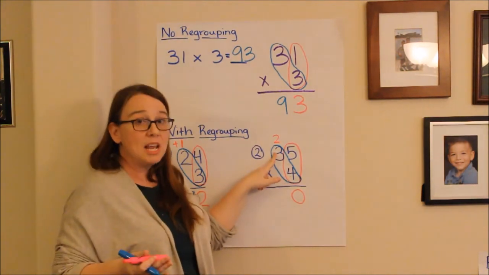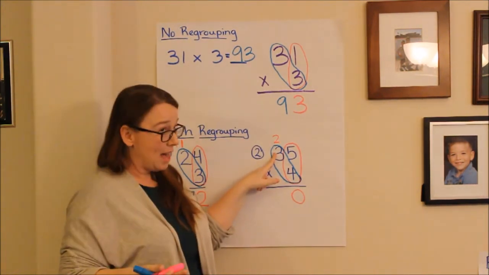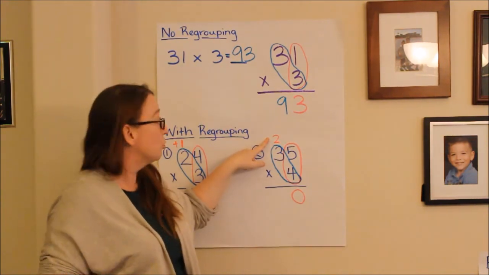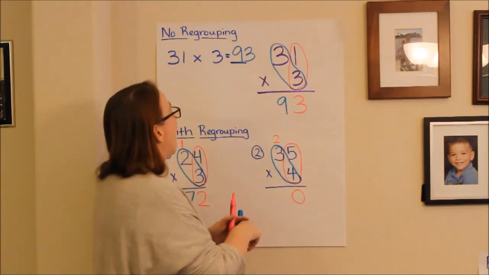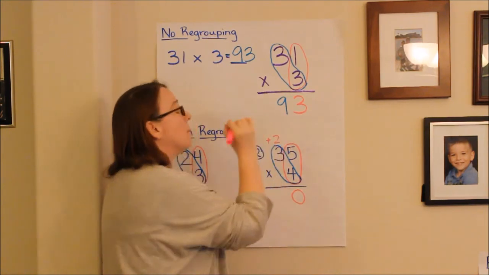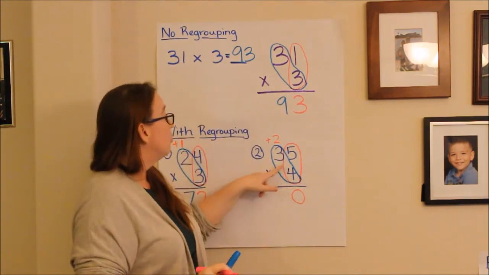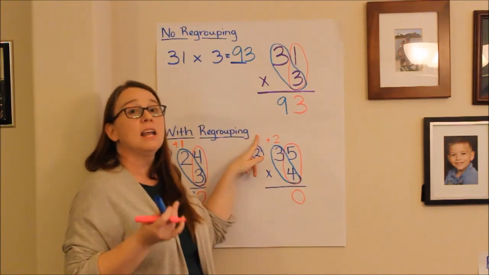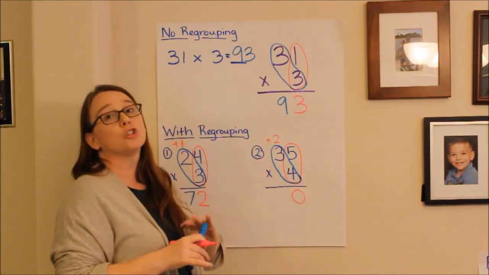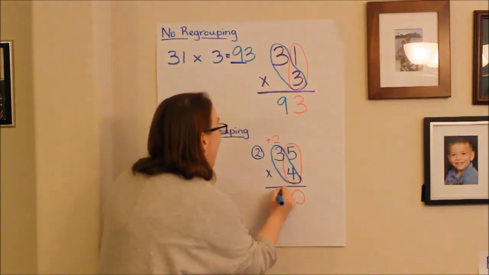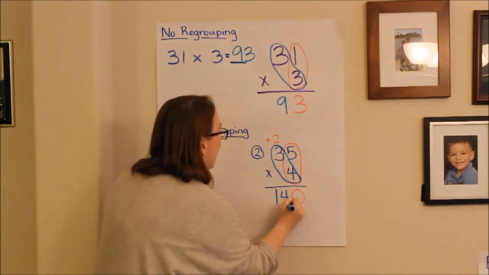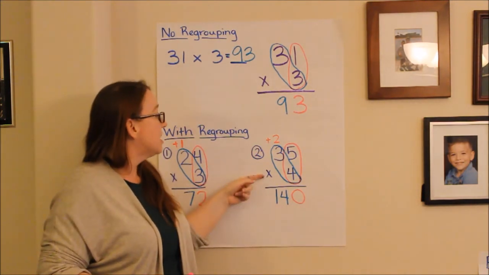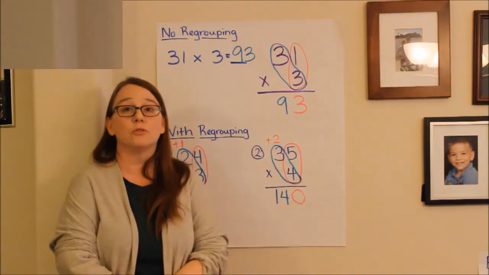4 times 3 would be 12, but since I have something I need to regroup from the ones place, I'm going to add my regrouping. So again, 4 times 3 was 12, plus 2 more gives me 14. Since there's nothing else left to multiply, I'm going to go ahead and write that down, and that would give me my final answer. 35 times 4 equals 140.